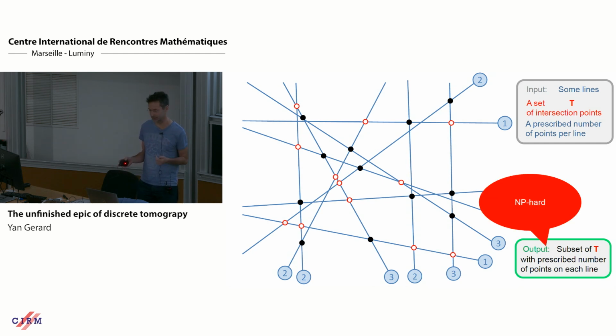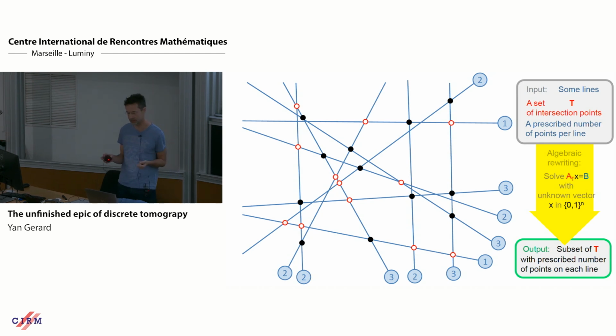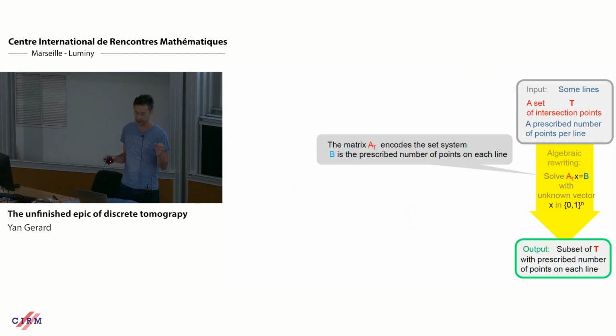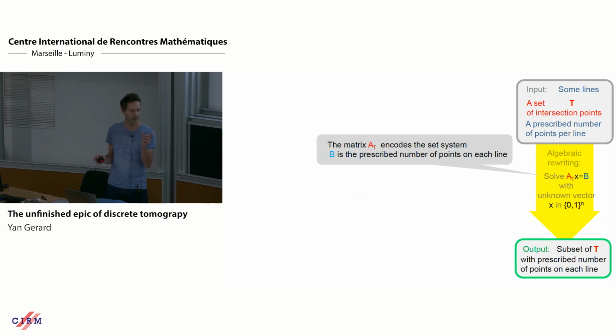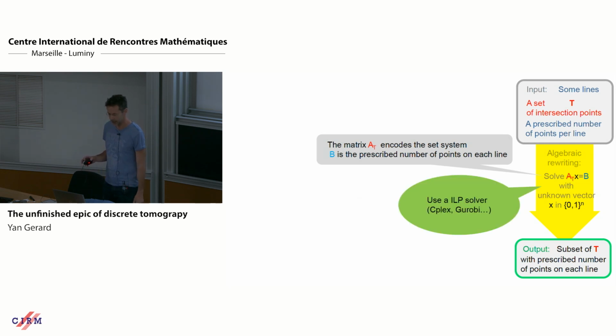Of course, this problem is, as many others, NP-hard. But if you want to do some computations, you can rewrite this problem with an equation which is Ax equal to B. And the matrix A is the matrix of the characteristic vectors of your subsets, of your lines. And B is the requested number of points that you want on the lines. That's the most complex equation that we'll have during the talk. And if your dimension is not too big, if the size of T is not too large, then you can use a solver of integer linear programming to solve this equation, Cplex or Gurobi, and then you can get a solution.